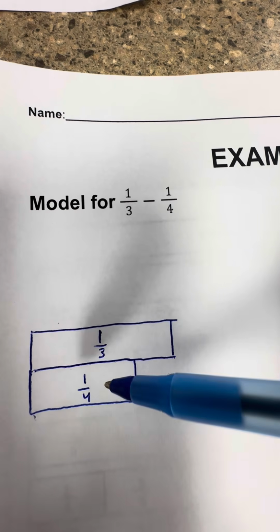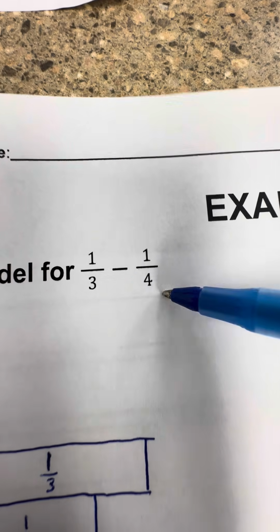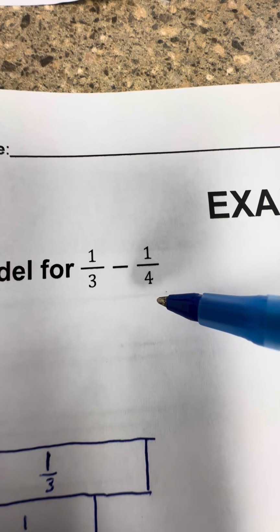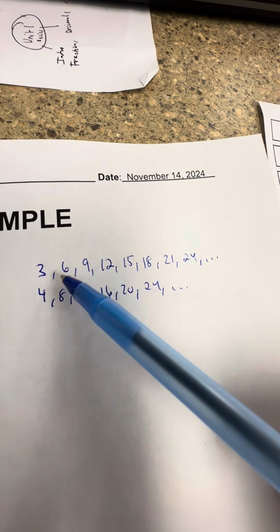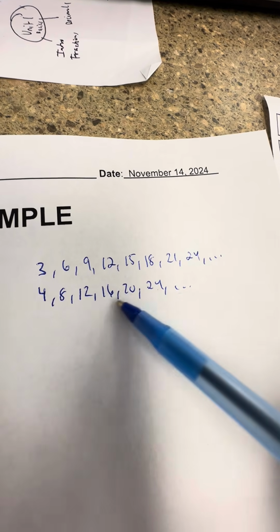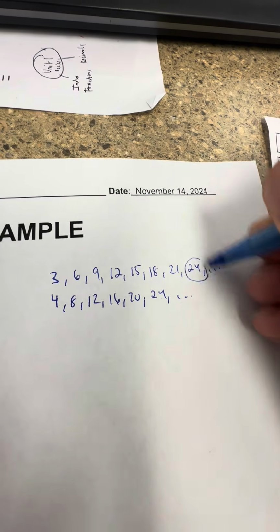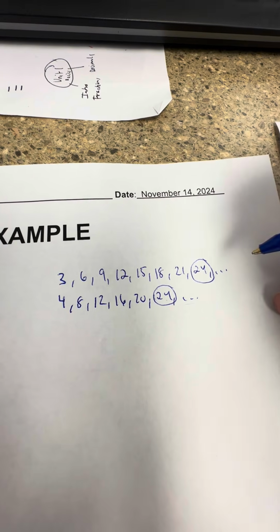We want to make them into the same size pieces, or the same size parts. So what you're going to do is look at the bottom numbers, the 3 and the 4, and find the least common multiple. These are my common multiples for 3. I made the list here. I made a list of the multiples of 4. And you can see there are several multiples that they have in common. For example, they have a 24 in common, and they also have a 12 in common.